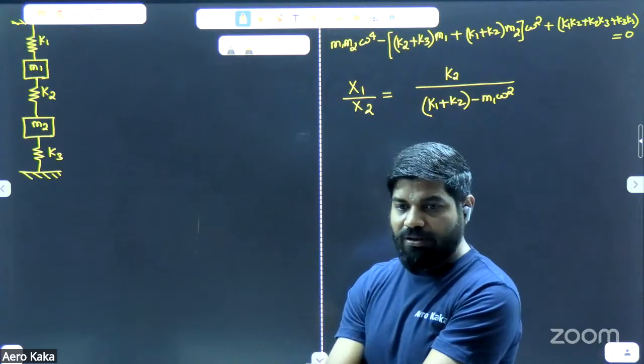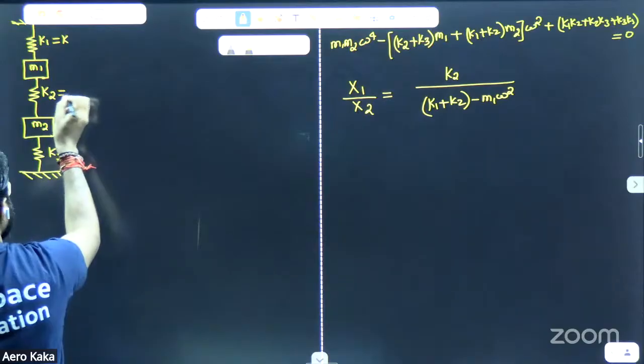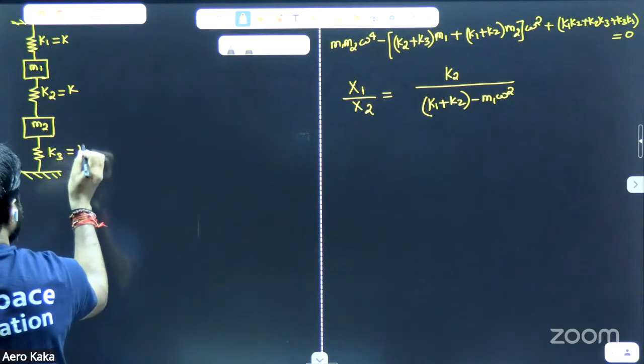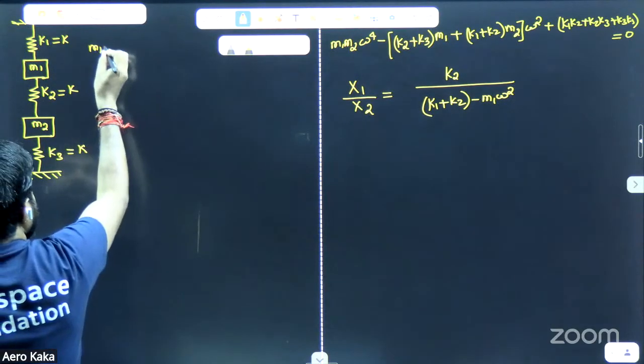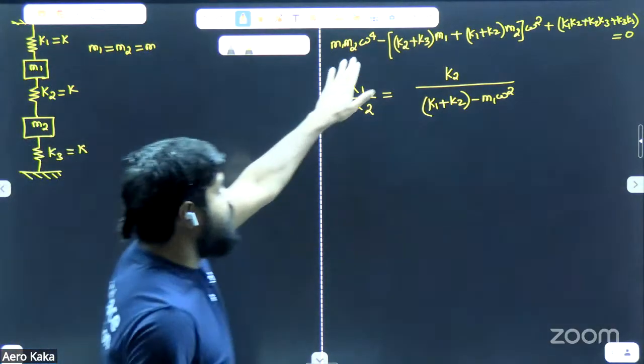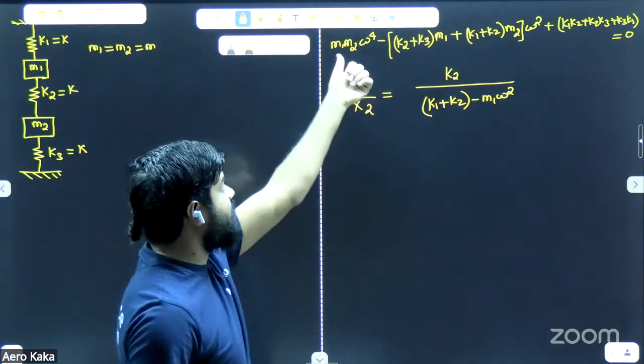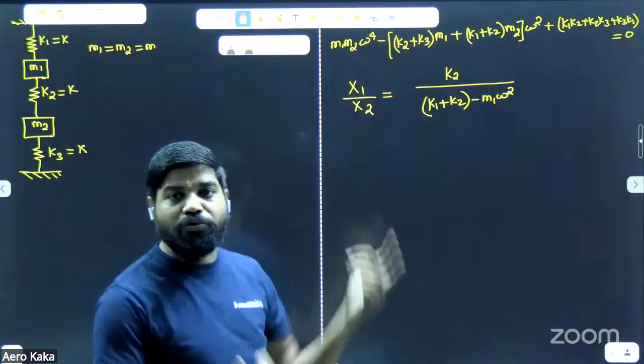Is that clear? For example, if you consider k1 equal to k, k2 equal to k, k3 equal to k, and m1 equal to m2 equal to m, then how do you find the frequency of the system? Just replace m1 by m and m2 by m here.